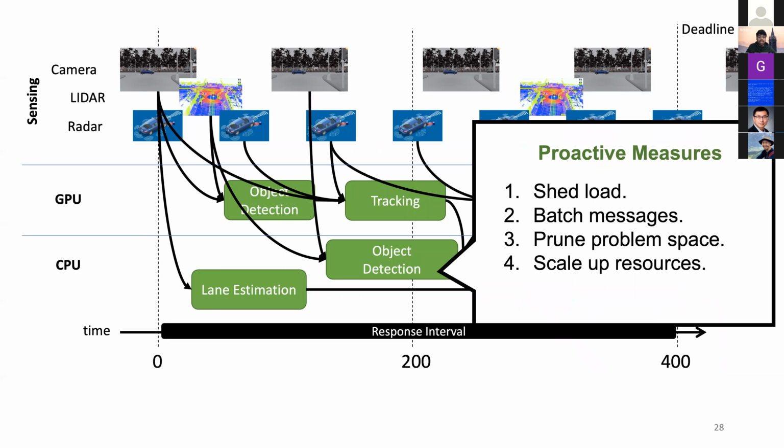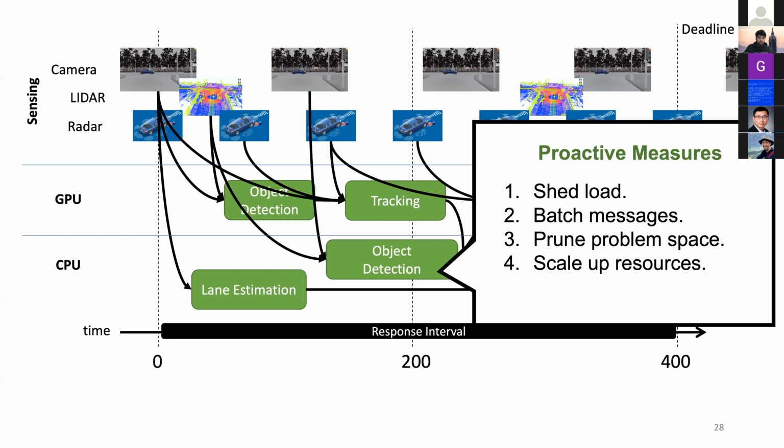To do so, they can adopt many proactive measures, such as shedding load. For example, the detection operator can choose to drop some camera frames instead of wasting resources on frames that are going to be late anyways. It can batch messages, so instead of discarding those messages, the object detector can also choose to wait for more messages in order to batch these detections together.